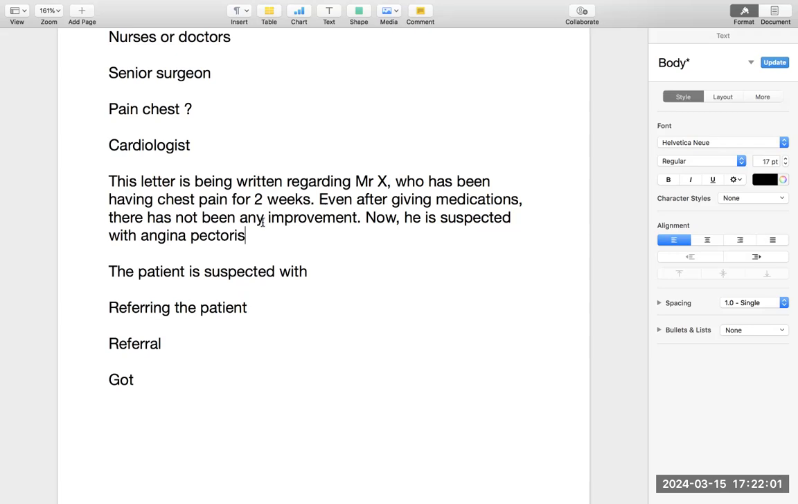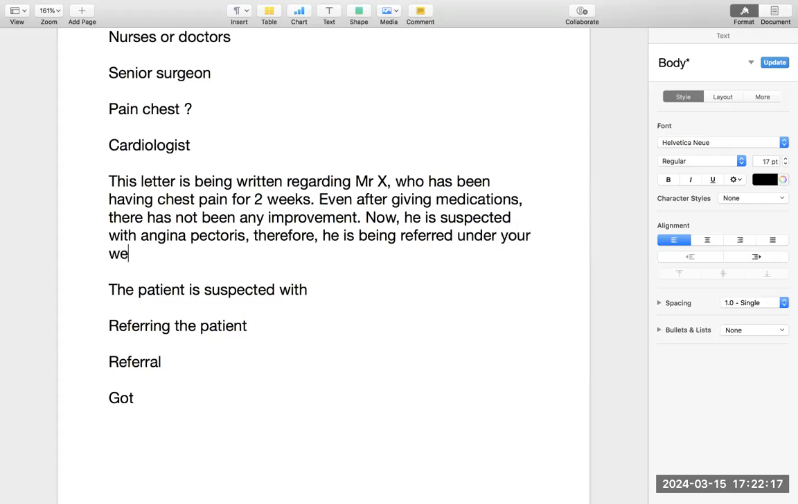Whatever this would be given, don't worry about it. So now he's suspected, therefore, he is being referred under your expertise. I'm just giving an example. Medically, I don't know whether it is right or wrong that anybody can suffer from chest pain for 2 weeks or not.